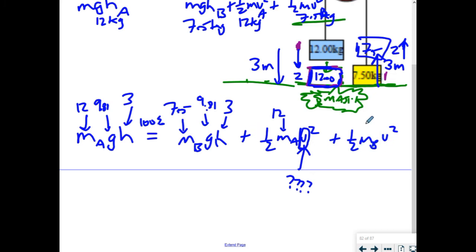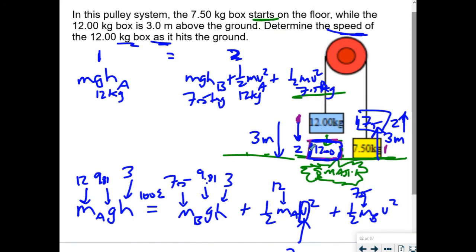Really, the only thing we need to make sure is we know all of these. We need the mass of box B. Well, hey, that's 7.5. The only thing we need then is the velocity of box B. But we weren't told that. So we're trying to figure out the velocity of box A as it smashes downwards. That's what we're looking for. And what we're missing is the velocity of box B as it goes upwards. That's all we're missing. Now we have everything we need to solve the problem. So what's the velocity of box B as it goes up?